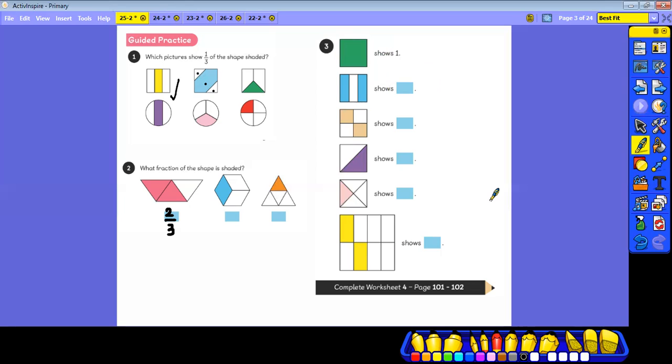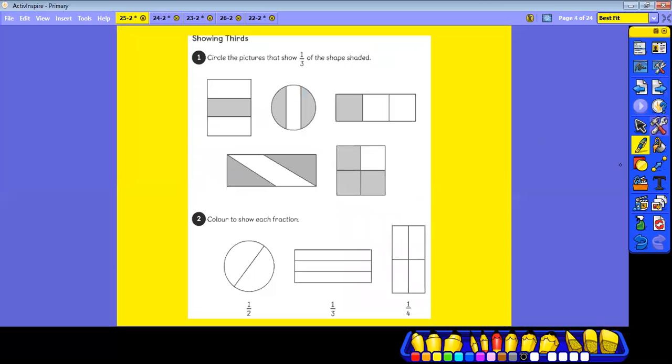And remember, think about your numerator and your denominator. Your denominator is how many equal parts the shape is divided into, and that number goes below the line. And then how many parts are shaded is your numerator, and that number goes above the line. Okay. Good luck with that, children. And when you've completed your guided practice, you can move on to complete worksheet 4, pages 101 to 102.